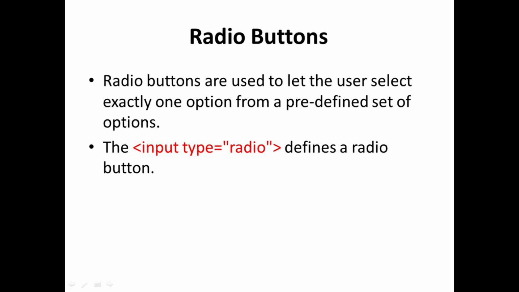Radio buttons. Radio buttons are used to let the user select exactly one option from a predefined set of options. The input type equals radio defines a radio button.